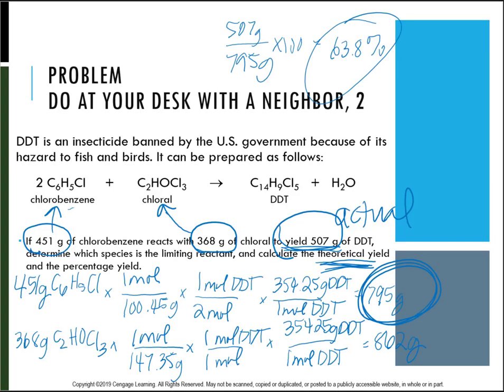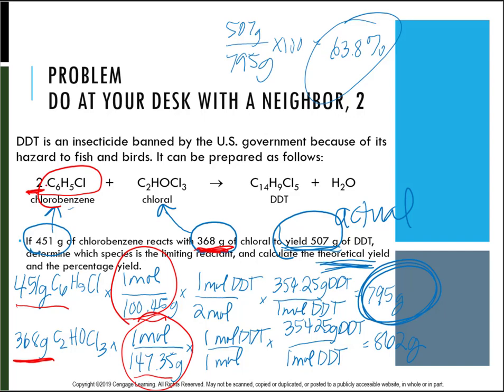All right, let's see how you did. I started with the 451 grams of the chlorobenzene. And then I started at the same time the 368 grams of the chloral. The first thing I did was find the molar mass of both of those, so I could go from grams to moles. That was my first step for both of those. Now notice I normally have my labels, but I didn't because I was running out of room. But you should always have your labels so that we know what we're looking at. So I went grams to moles for both.